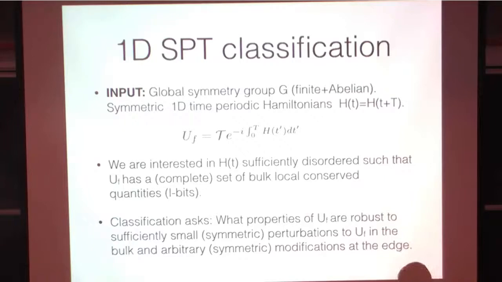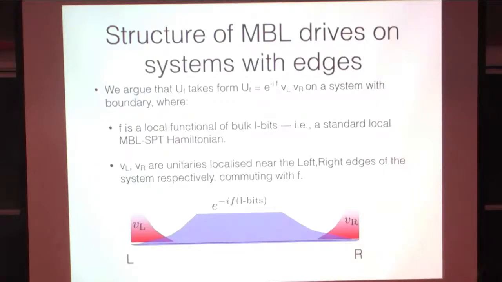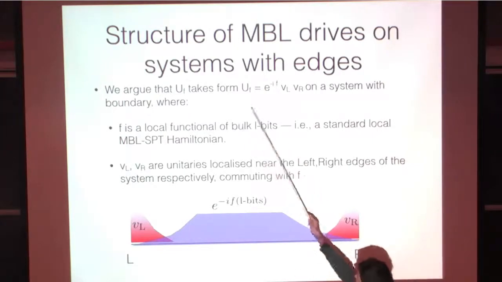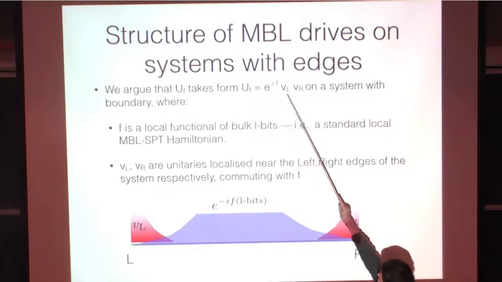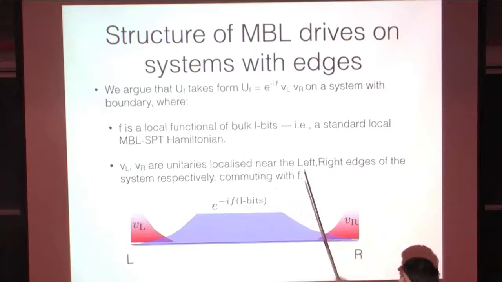And what the classification puts out is the following. What we show, and I can take this as a question at the end if you're interested in more of the details, is that this Floquet unitary can always be decomposed in a certain canonical form into two parts. There's e to the minus i f, V_L V_R. This f is some local functional of the bulk conserved quantities, and in fact just looks like an SPT Hamiltonian. And these V_L and V_R operators are unitaries that are localized near the edges of the system. And they can be chosen to commute with the bulk operators and f in particular. So we argue that you can always decompose this Floquet unitary into these two types of parts, these edge parts and this bulk part.